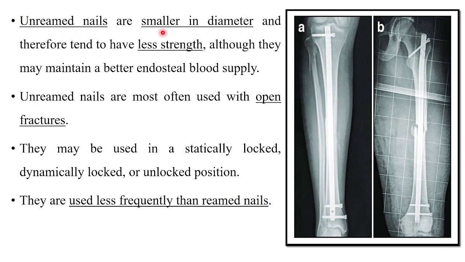So unreamed nails are smaller in diameter and have less strength, but they won't disturb your endosteal blood supply, and they are used for open fractures. They can be used in statically locked, dynamically locked, or unlocked positions, and they are less frequently used than reamed nails.